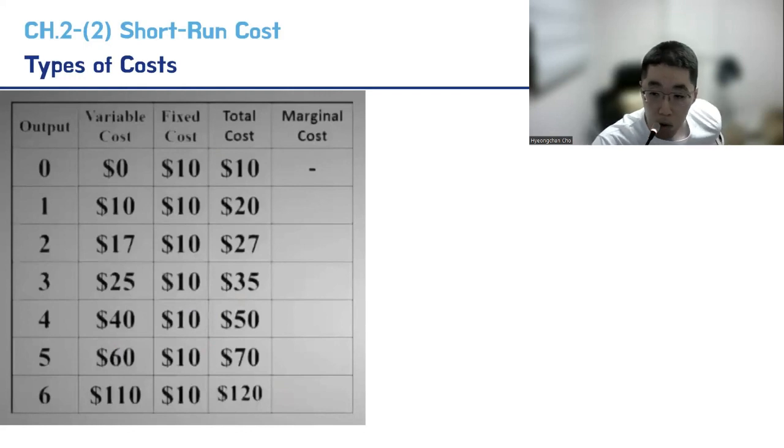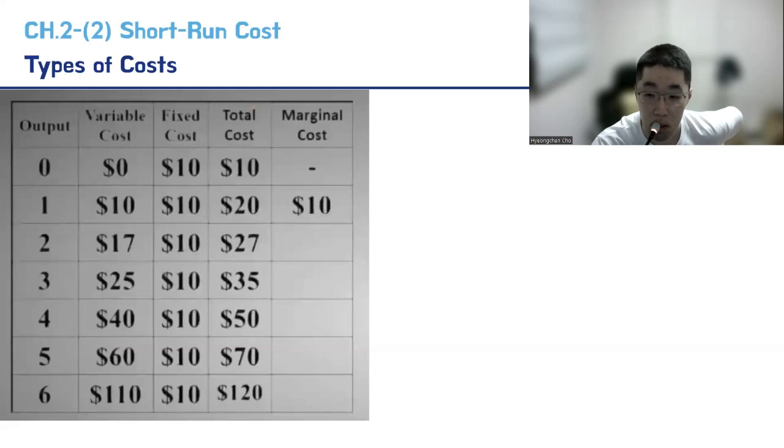And the marginal cost is the change in total cost from producing an additional output. So if the total cost of producing nothing is $10, and the total cost of producing 1 unit is $20, the additional cost of that first unit must be 10, because it is additional cost.